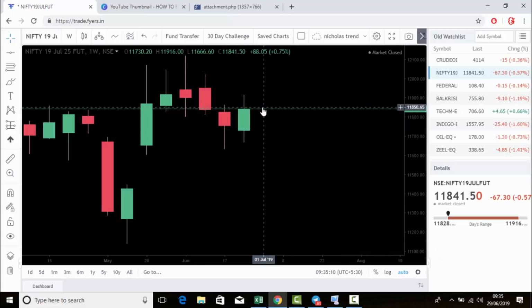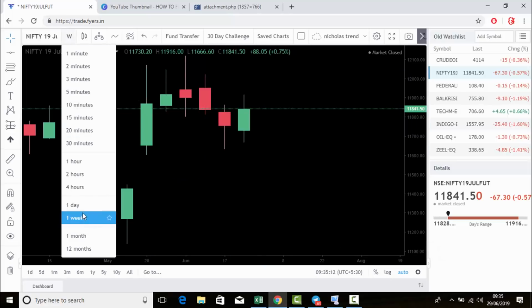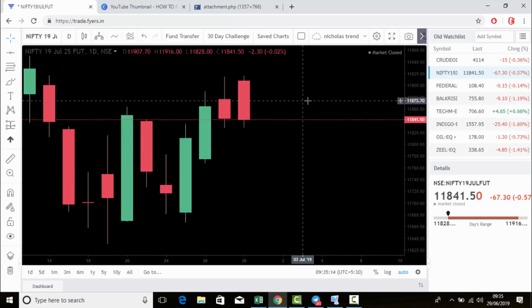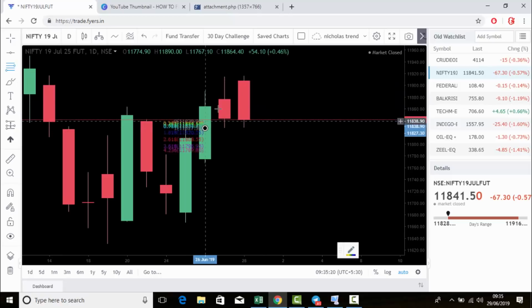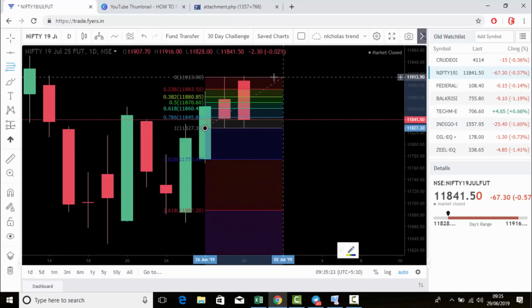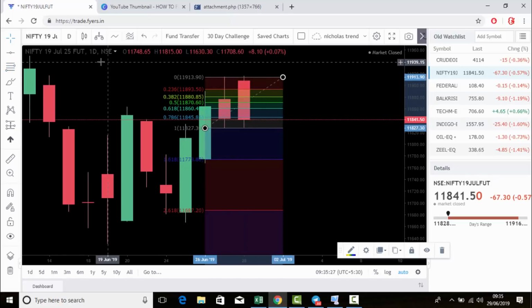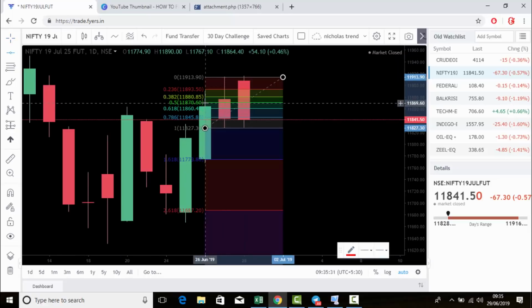Then next one, we check the daily trend. So just check the previous day. This is the previous day trend. The same thing we are doing here. Drop the Fibonacci level and note it. Okay, it's below the 50%. That means the previous day trend is bearish.